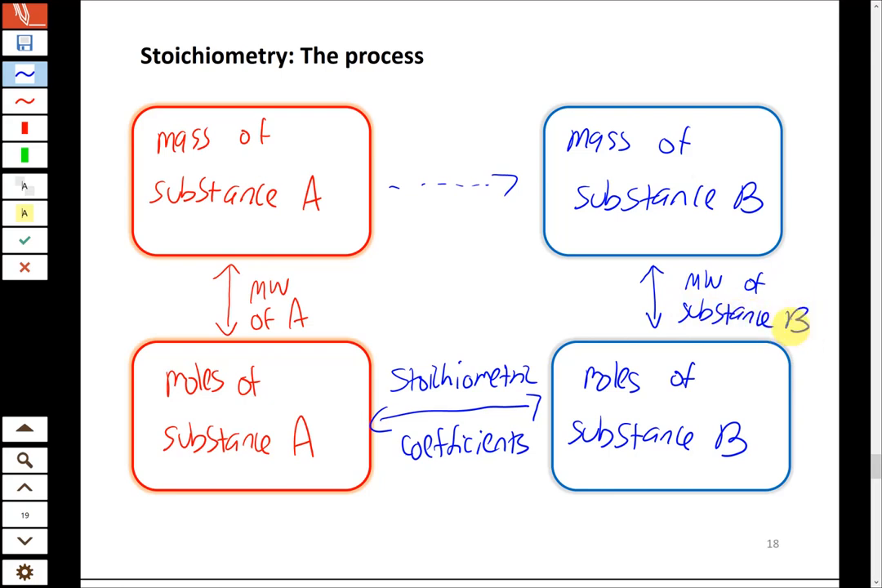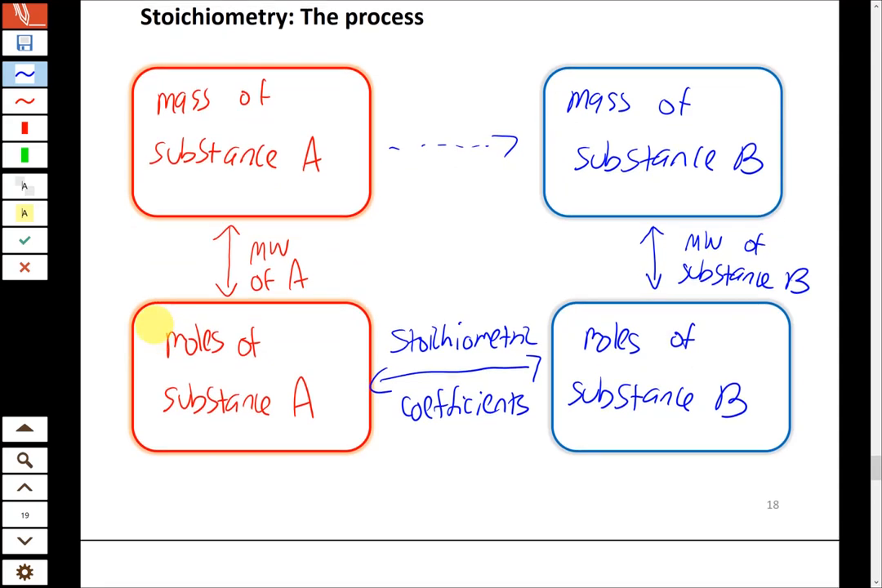All right, so it's sort of a 1, 2, 3 step process to go from mass of one substance to mass of another. Convert to moles first, use coefficients to convert into the moles of the other substance, and then use its molar mass to get back into a mass unit.